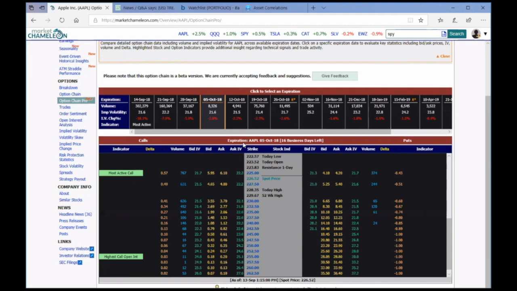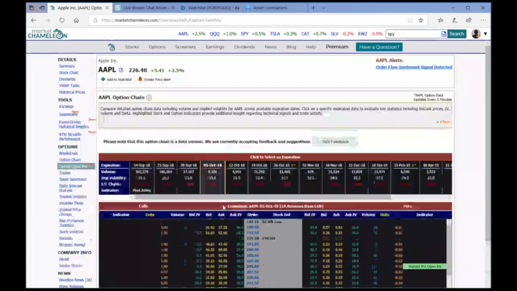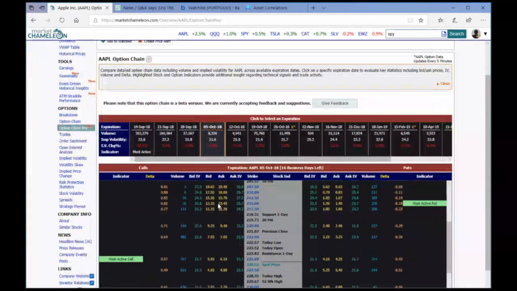So I wound up selling the 232 halves right here. They're about $2.70. I sold them, you can see in the chat, two days ago, at $2, I think $2.53 or something like that. And the stock was 223.